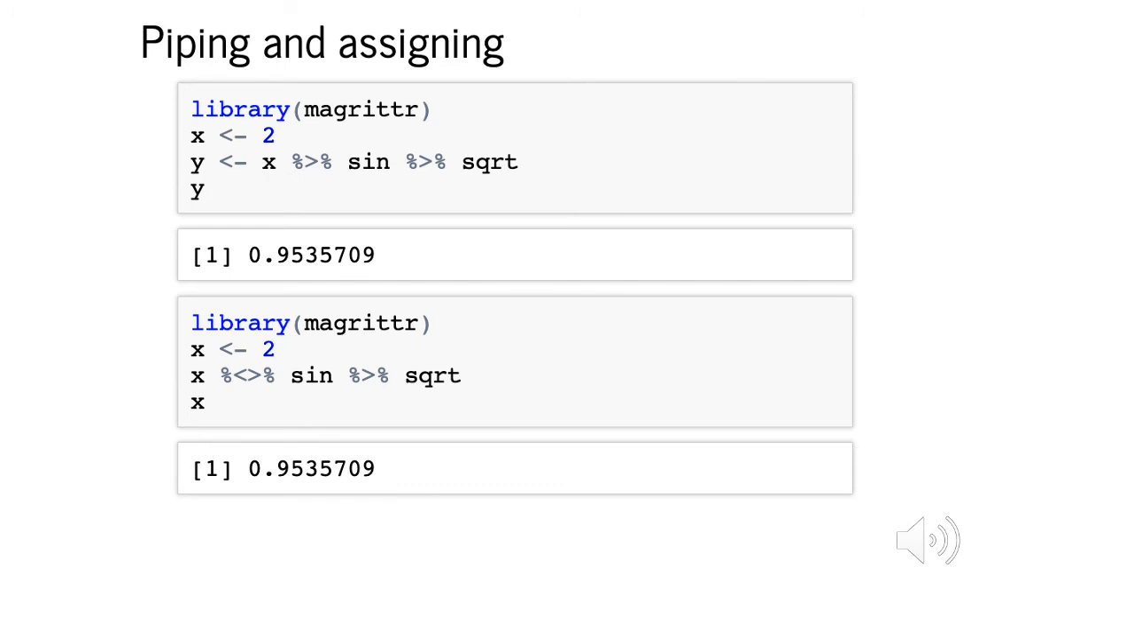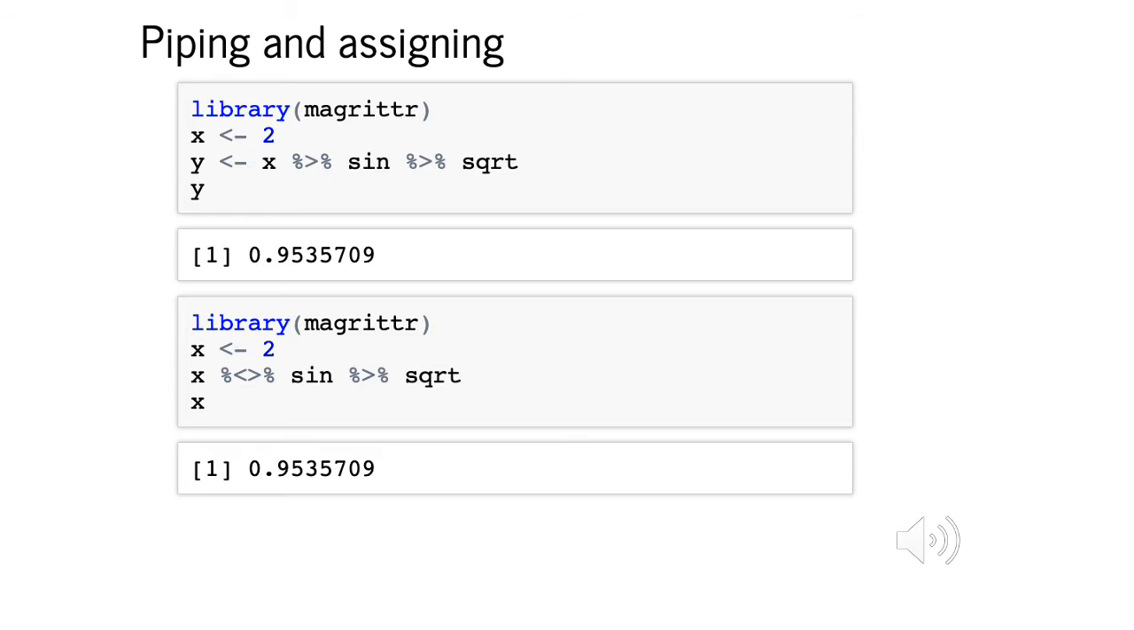To achieve the same thing using piping, we would first use the library magrittr, then assign the number 2 to x as before. However, this time we take x, we pass it over to the function sign, and pass that over to the function square root, and assign the whole thing to y, again resulting in this number beginning 0.95.